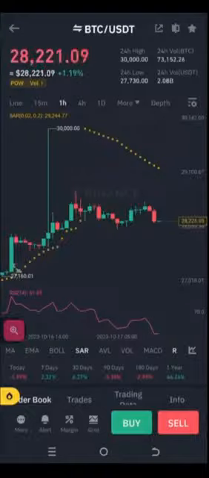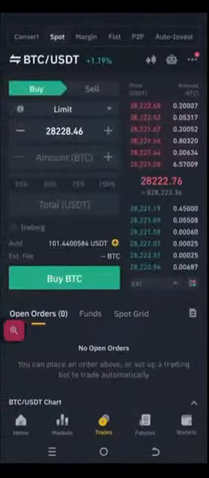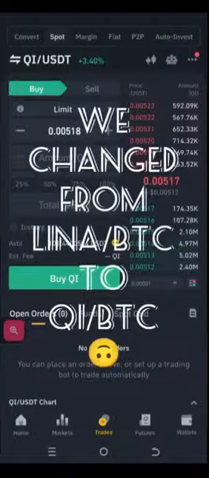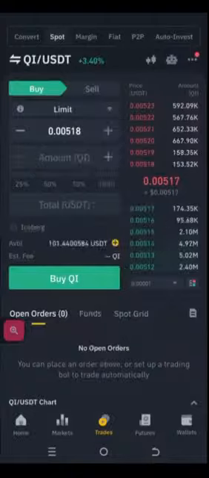But anyways, it's not about BTC. It's actually about QI USDT, and that is our triangular arbitrage. And it's good, we were able to make money. But let me tell you something. If you're doing triangular arbitrage, you gotta be patient, because you never know when it's going to come out. The reason why this took quite long, about 9 days, was because of the bloodbath that happened, and we had to change from Lena BTC. Remember, we changed to QI BTC, and then sold for profit in QI USDT.